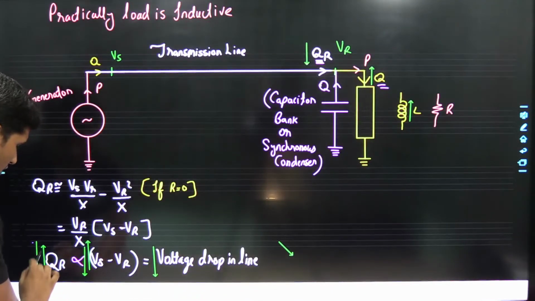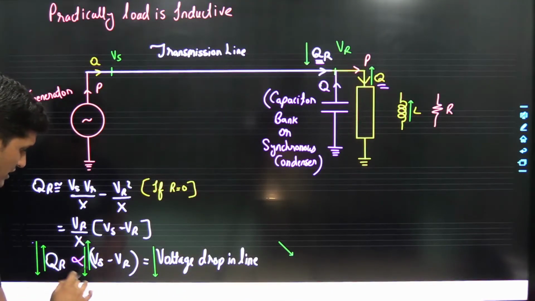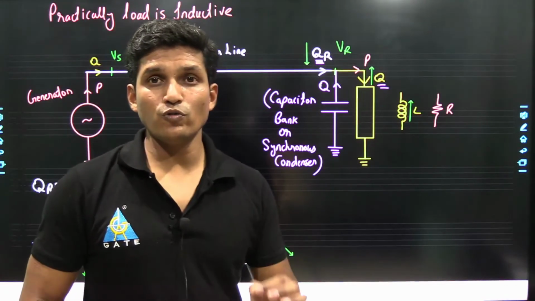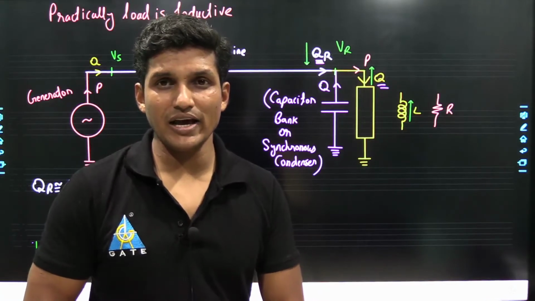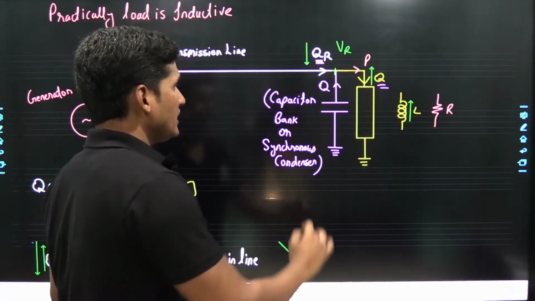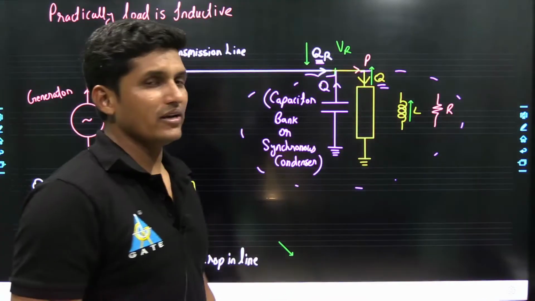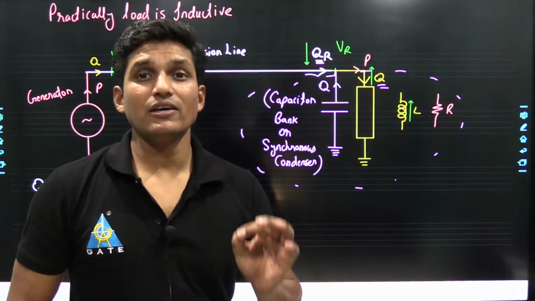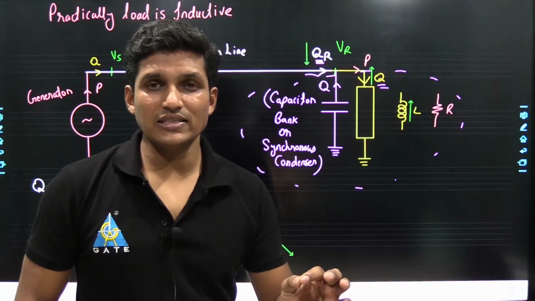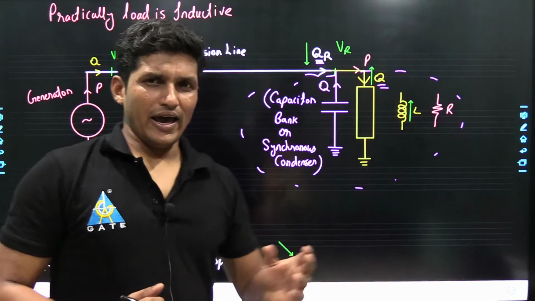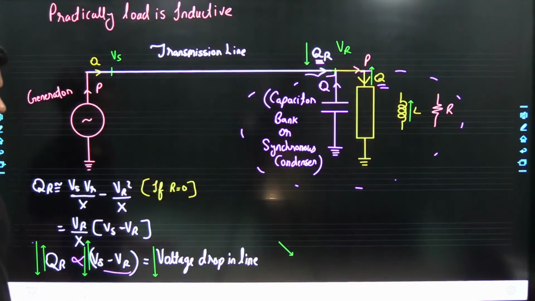If reactive power of the receiving end reduces, the drop in the line reduces, which improves the voltage profile of the transmission line. That's why we need power factor improvement. In power factor improvement, we place a capacitor bank or synchronous condenser in parallel to the inductive load, which improves the overall power factor. Hence, the voltage profile of the system improves.